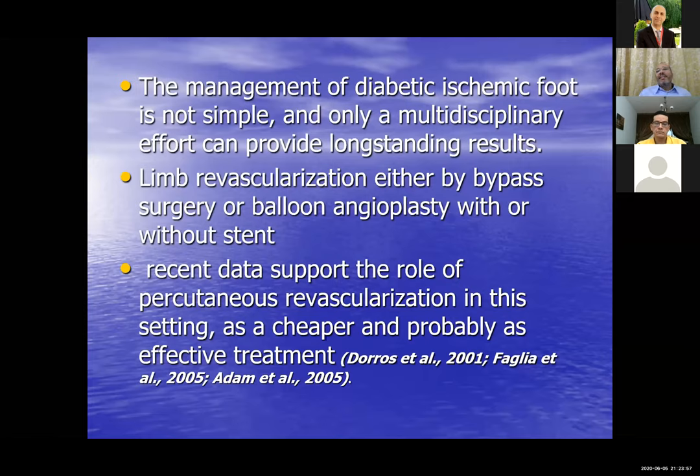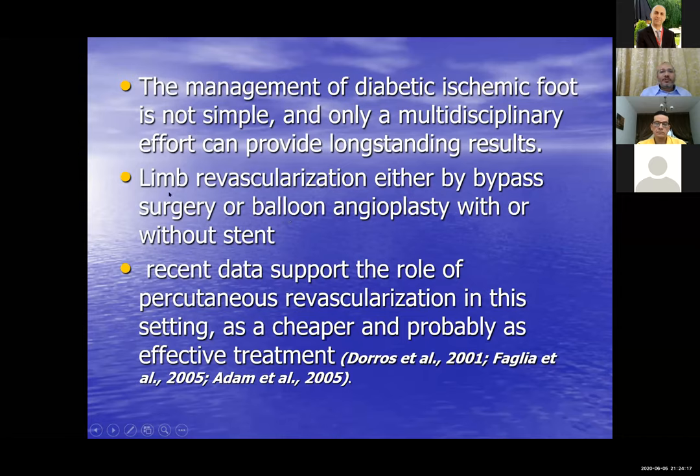So the management of diabetic ischemic foot is not simple. Only a multidisciplinary effort can provide long-standing results. So we have to have controlled blood sugar, control of anemia and hyperbilirubinemia, and a good dressing. Limb revascularization, either bypass surgery or balloon angioplasty, with or without stenting.